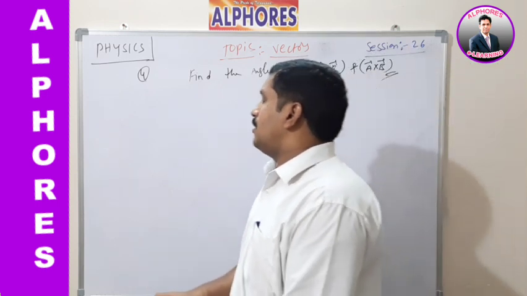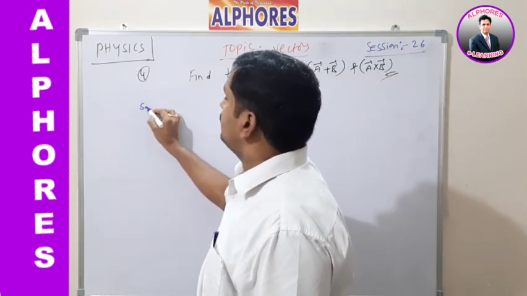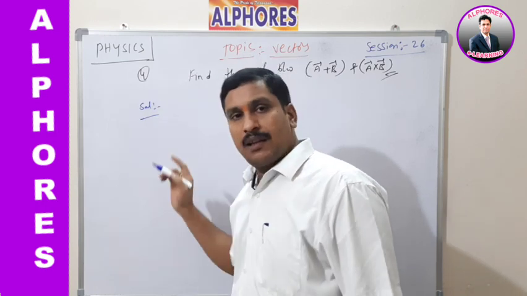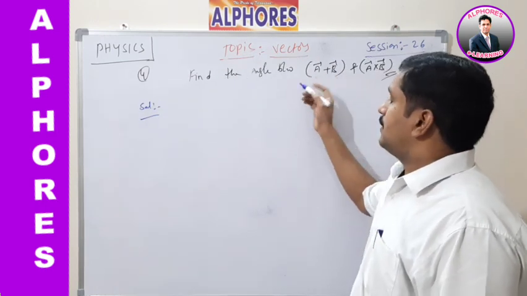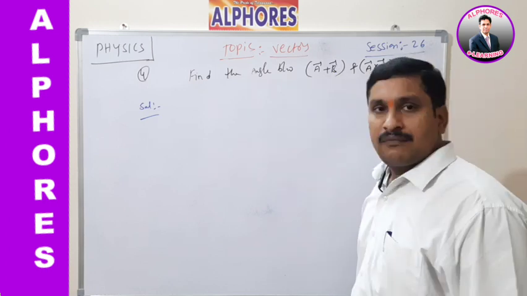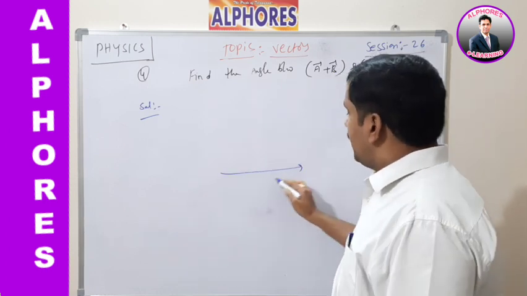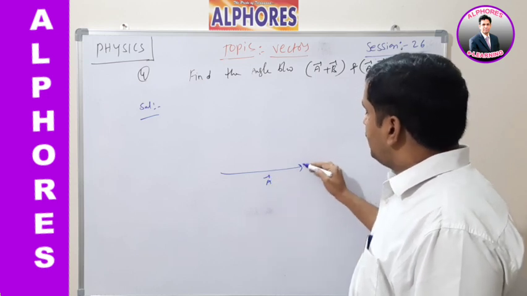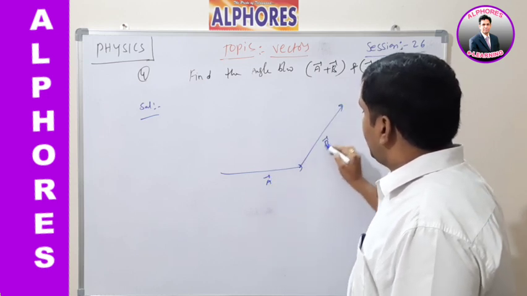Before going to the solution, A bar and B bar are the two vectors here. Then the sum of two vectors and the cross product of two vectors. According to the concept, let us say this is A bar and this is B bar, and both are inclined by an angle, let us say theta.